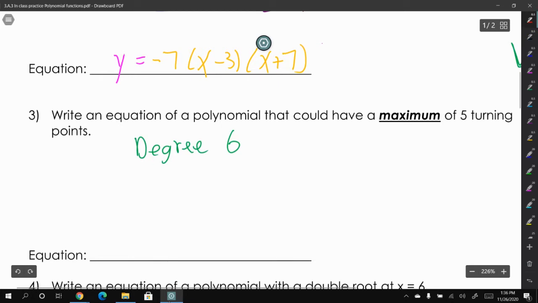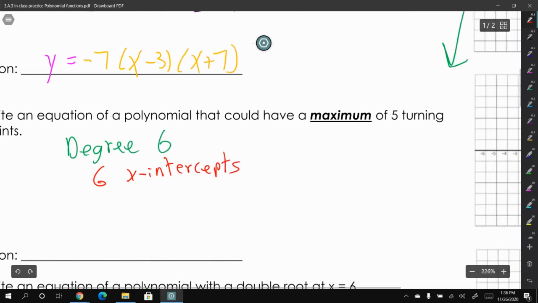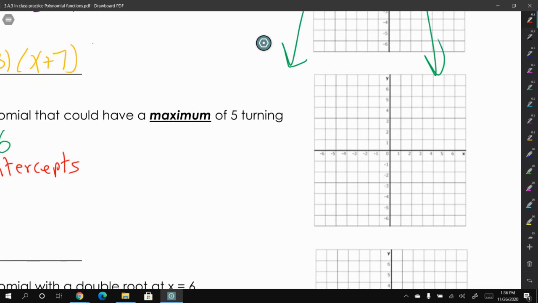And the easiest way to write a 6-degree function is to have 6 x-intercepts. So I'm going to go over to my graph and just plot 6 random x-intercepts. And there is nothing in this problem about your leading coefficient or any end behavior. So we could have our functions go up or down on the right side.